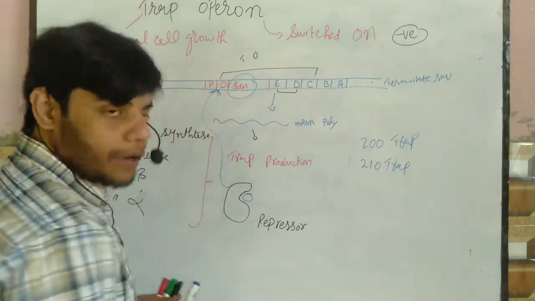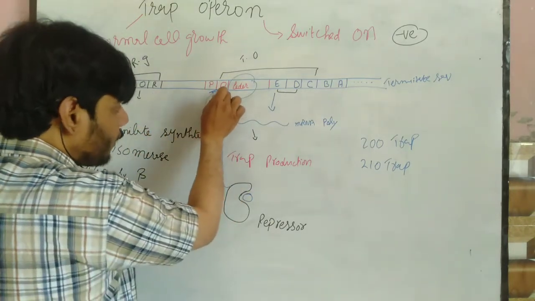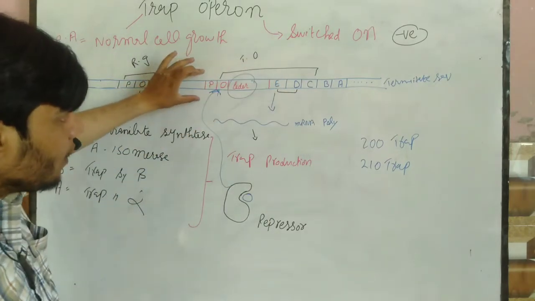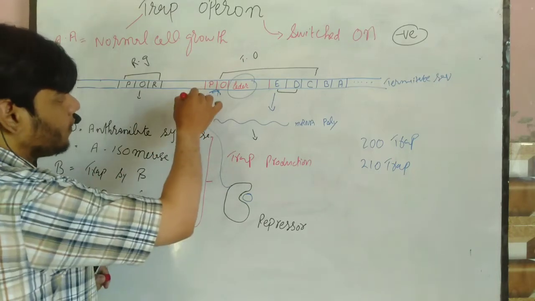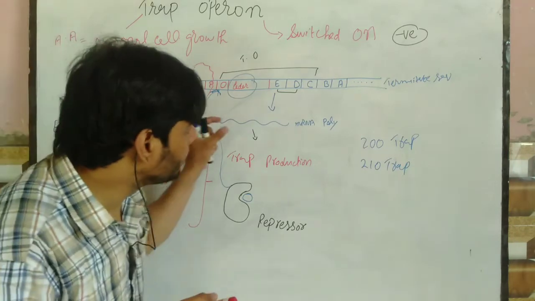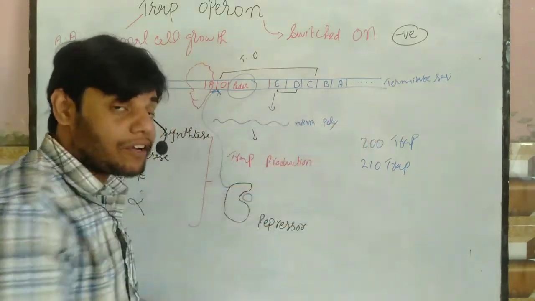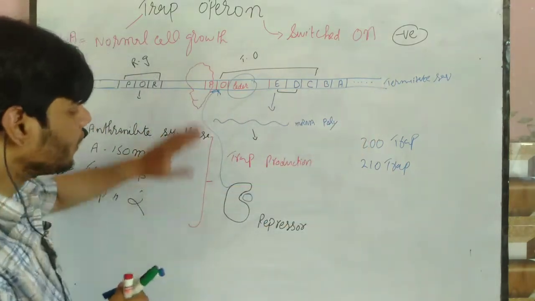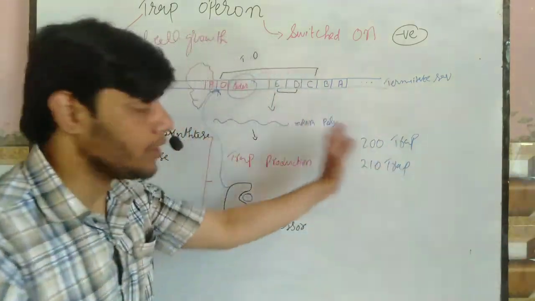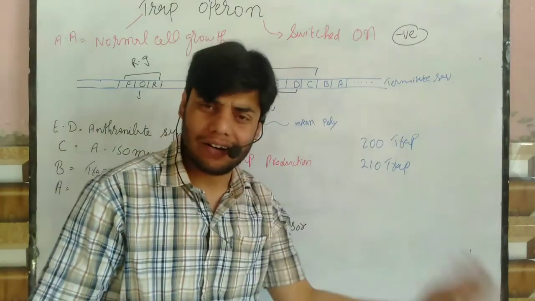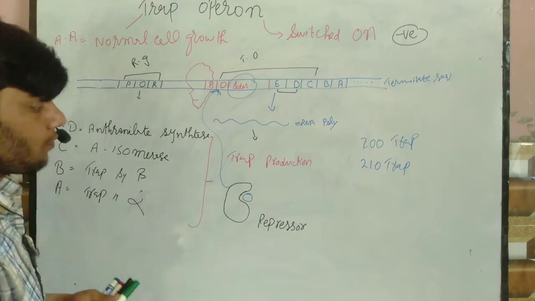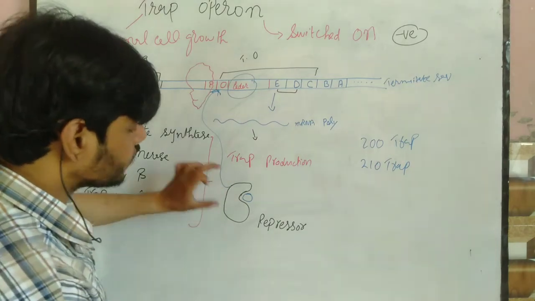When it sits at this operator region, what happens? Although RNA polymerase is bound here, still it is not moving in that direction. If it is not moving, then the process will be stopped. No more tryptophan will be produced. It means the tryptophan genes will not be transcribed, these proteins are not produced, and the process is switched off. Okay, so this is how the process is switched off.